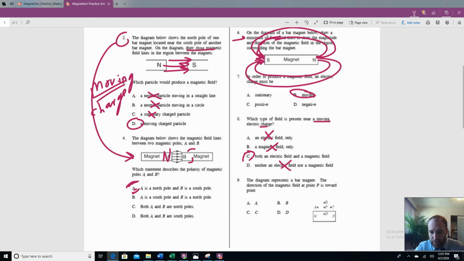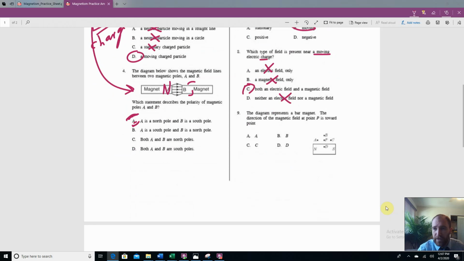The diagram represents a bar magnet. The direction of the magnetic field at point P is toward. So I'm just going to draw in the field, and we'll take it from there. I'm going to draw it kind of pointing this way. There we go. Now it says at point P, which is right here. I would say that if you sort of followed along, it's pointing more or less towards the right at that instance, which in this diagram is towards point C.